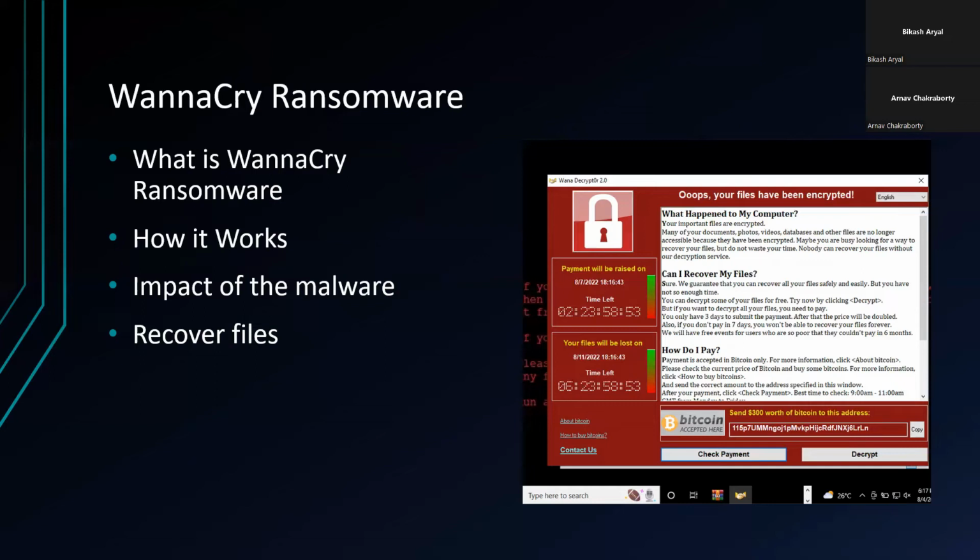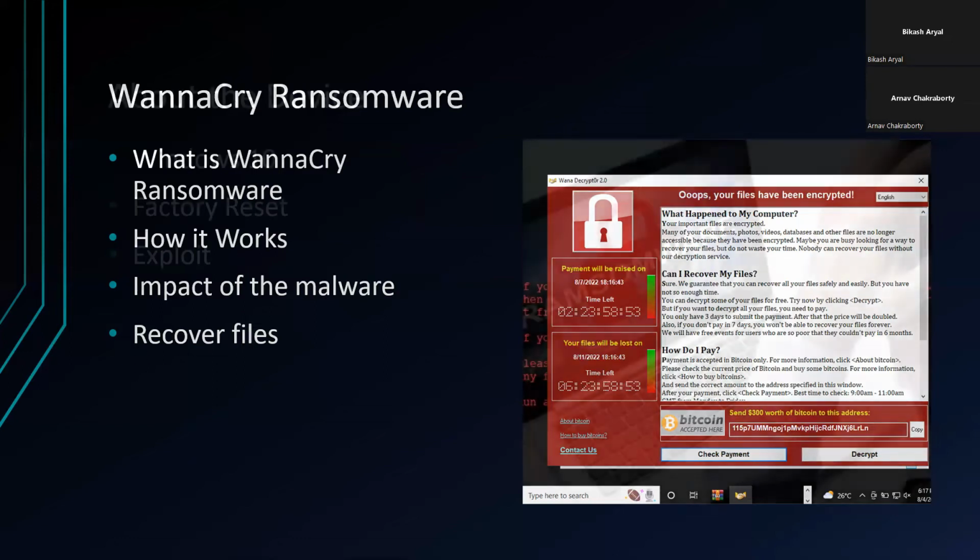WannaCry encrypts the data, files, pictures, any information on a computer and demands a payment of approximately $300 for the data to be decrypted. There are a few ways in which the data can be decrypted. We will talk about that later on in our presentation.